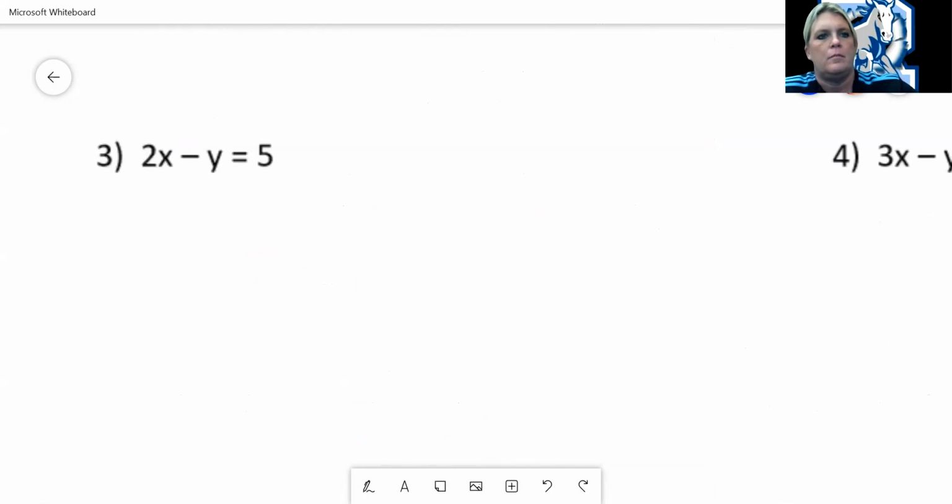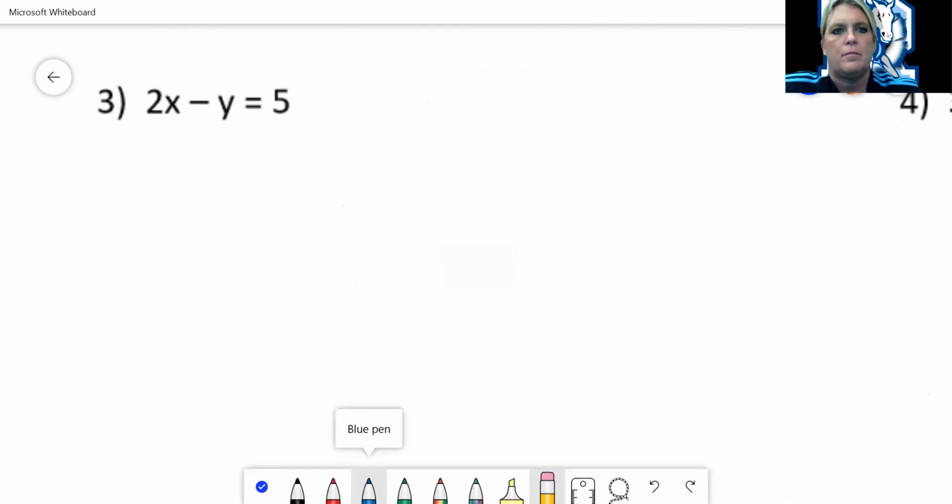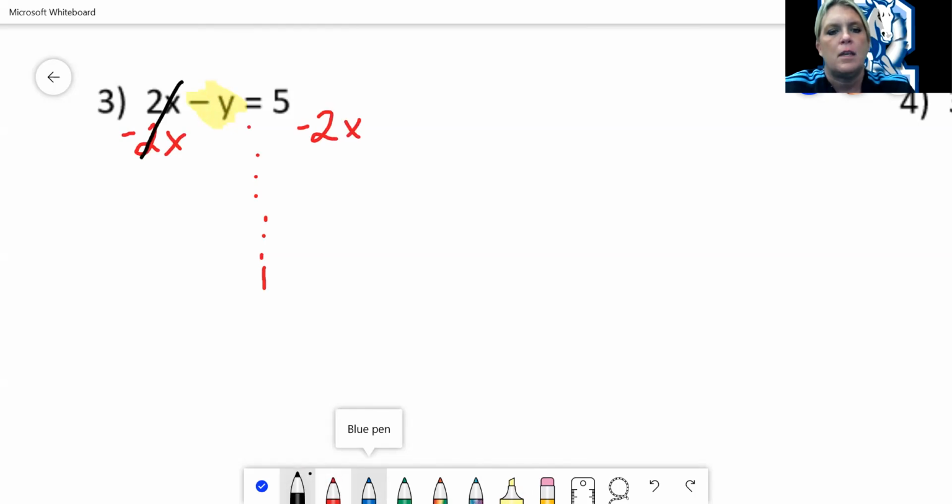All right, on this one, I'm going to draw a dotted line at the equal sign. This is what I'm trying to get by itself. It has a positive 2x. So to move that, I do the inverse, which is minus 2x. And what I do to one side, I do to the other. Now these cancel. And I get negative y equals negative 2x plus 5.